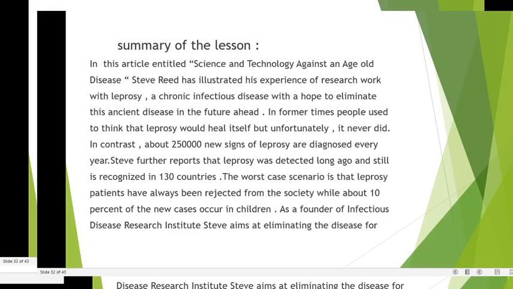In this article, entitled Science and Technology Against an Age-Old Disease, Steve Reed has illustrated his experience of research work with leprosy. Actually, it is an experience of research work by Steve Reed. A chronic infectious disease, with a hope to eliminate this ancient disease in the future ahead.